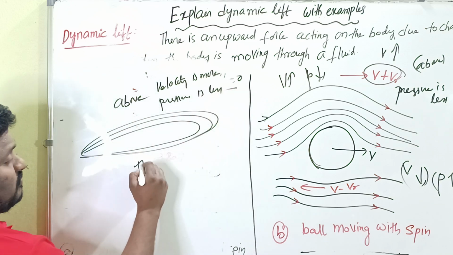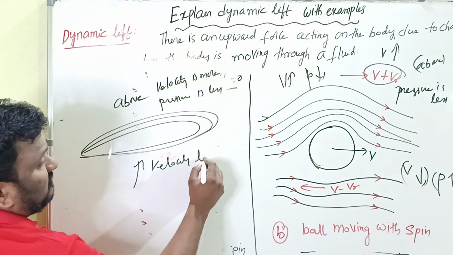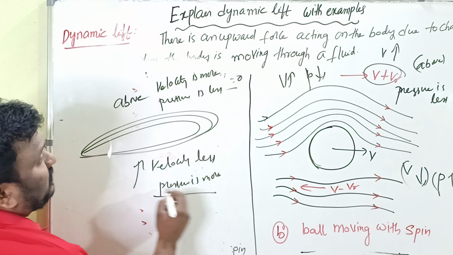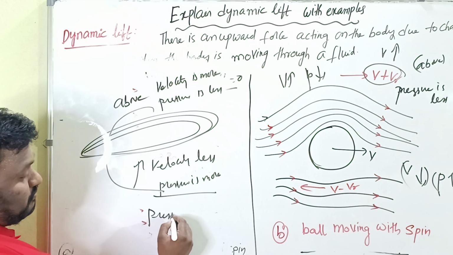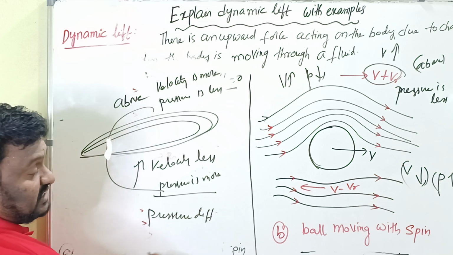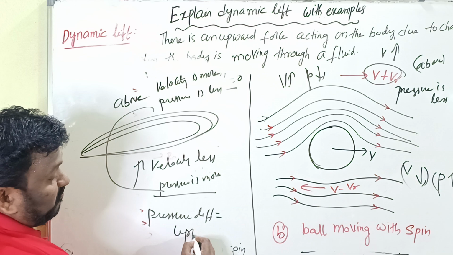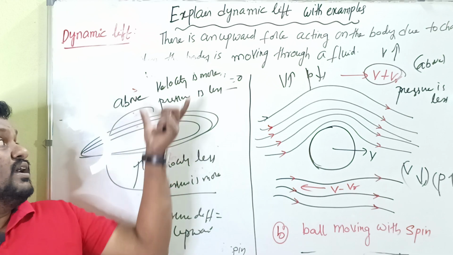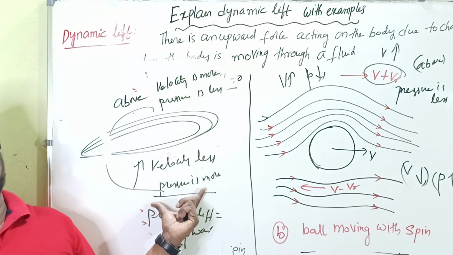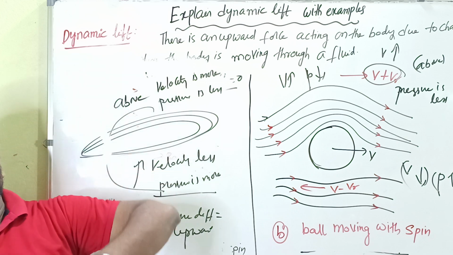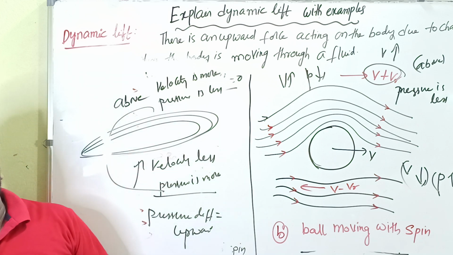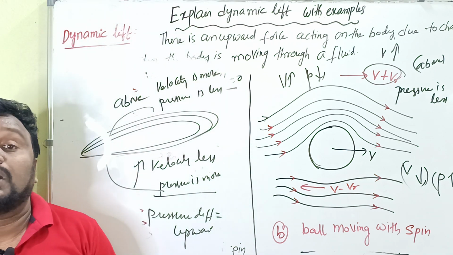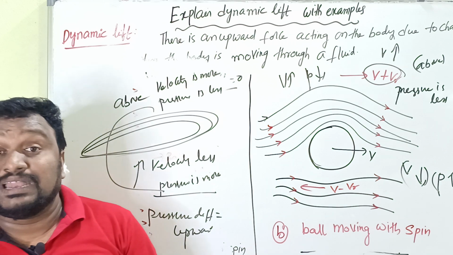And below the wing, velocity is less and pressure is more. Again some pressure difference takes place. Due to that, some upward force acts on the wings of the aeroplane. So for an aeroplane wing, this is the fluid above the wing and this is the fluid below the wing. The fluid below should have lesser velocity. Due to that, it should have more pressure, and it can lift the wings into the air by some upward force. That is what we call dynamic lift.